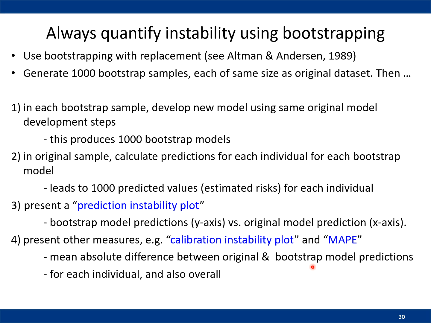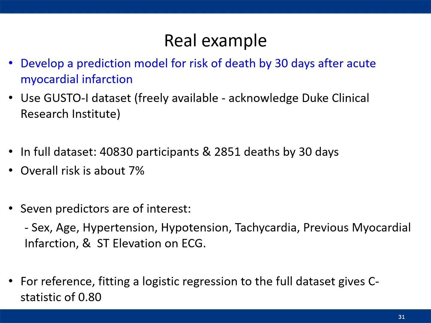So let's just have a look at some examples, because it's much easier to understand this with real examples. I'm going to use a dataset called the GUSTO-1 dataset, and I'm going to use it to develop a prediction model for risk of death by 30 days after acute myocardial infarction. Now this is a massive dataset, 40,000 individuals, about 3,000 deaths, overall risk about 7%. We are just going to use 7 predictors listed here. And for reference, if you fitted a logistic regression model in this data with these 7 predictors, the C-statistic would be about 0.8. So some predictive value in these predictors.